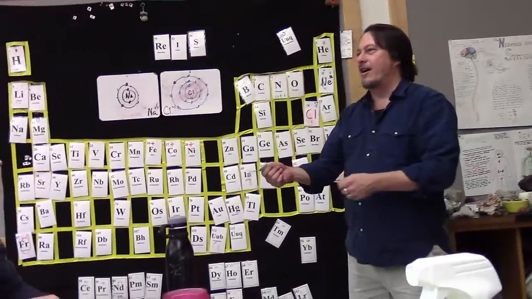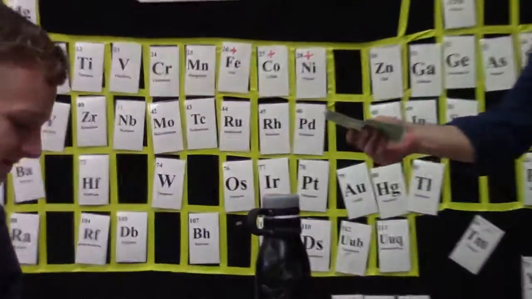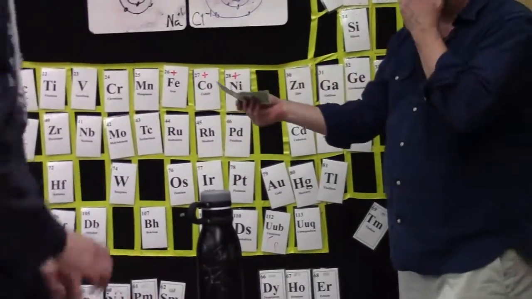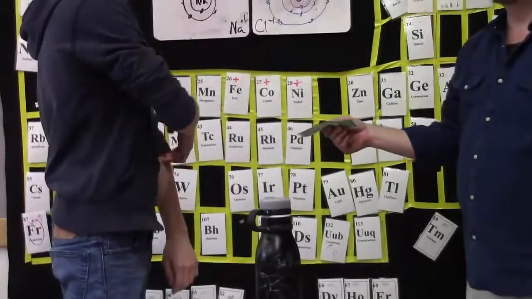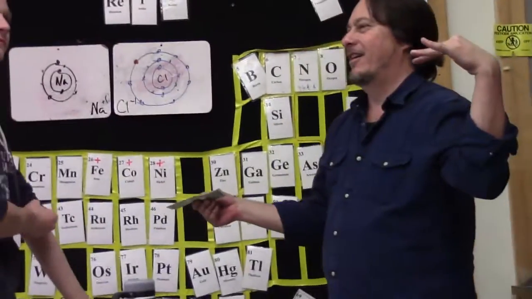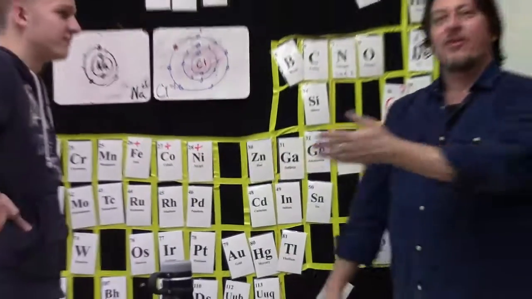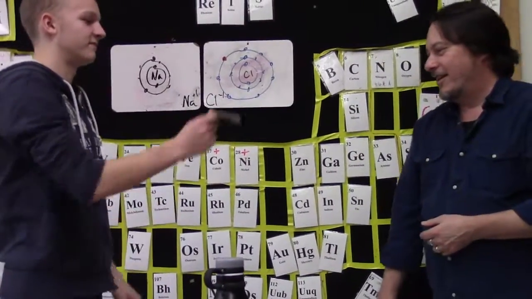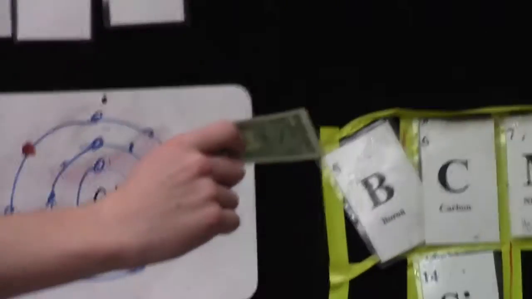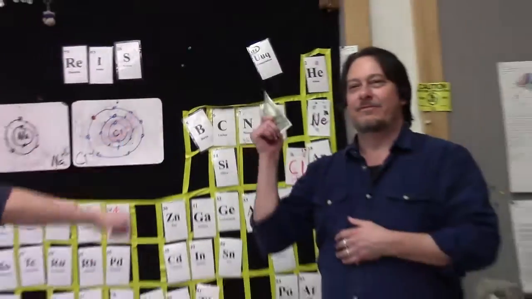So here, I want you to hold this $1. You're gonna play the part of sodium. All right, so Reese is playing the part of sodium, and hold out your electron there. Not too tight, right? Because I'm chlorine, so I'm gonna take that.